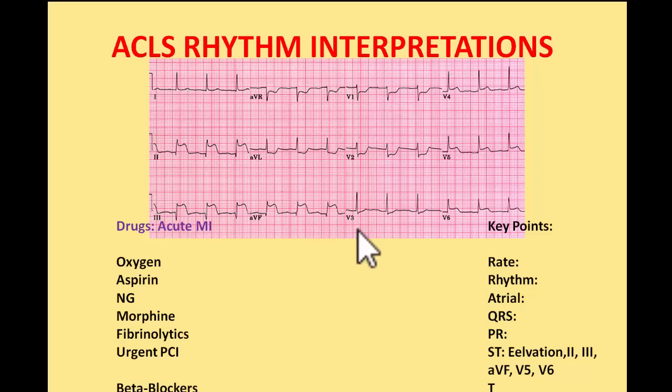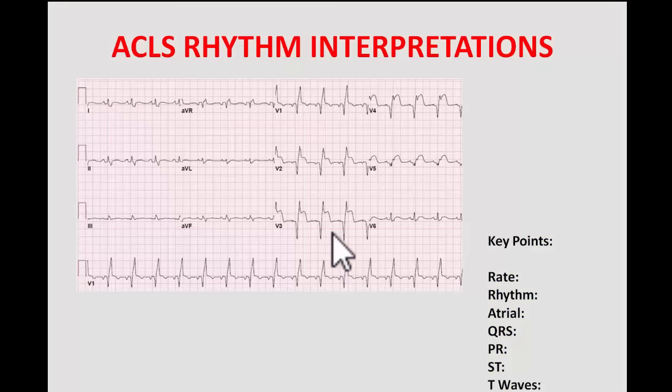These patients can be taken to the cardiac catheterization lab for acute coronary intervention, but nonetheless, the treatment from the emergency room would include oxygen, aspirin, nitroglycerin, morphine, fibrinolytics, urgent PCI, and long-term beta blocker.